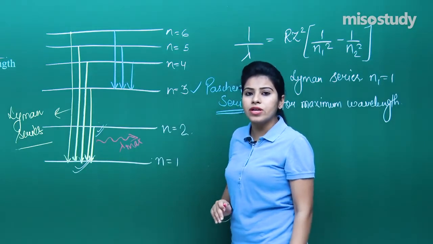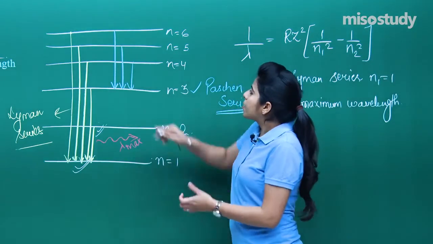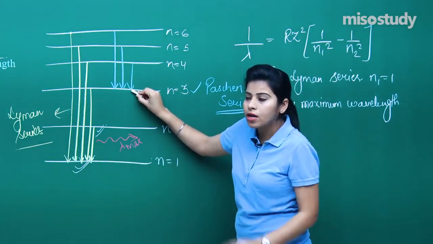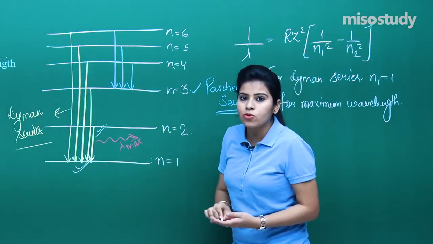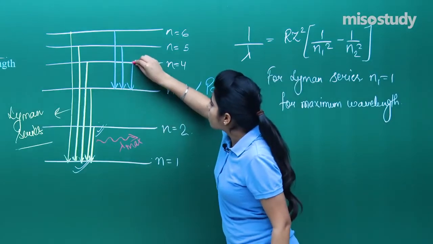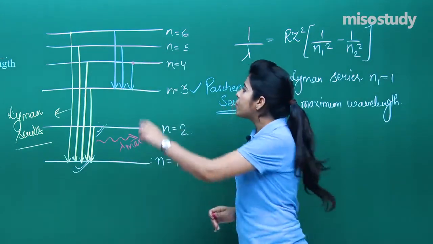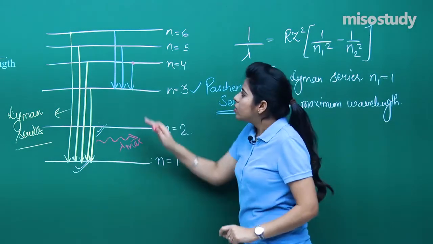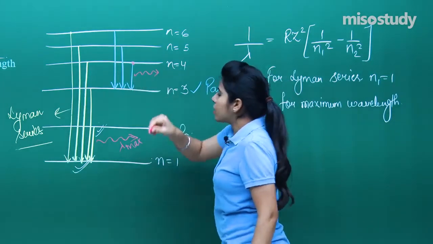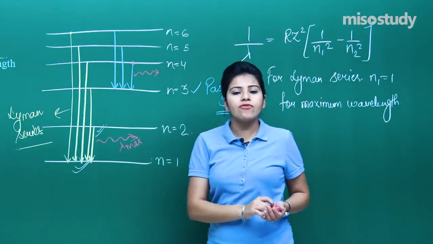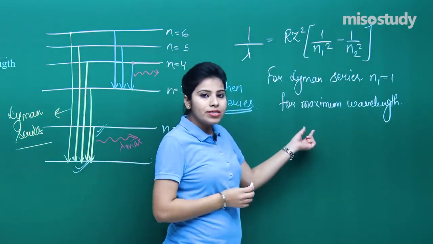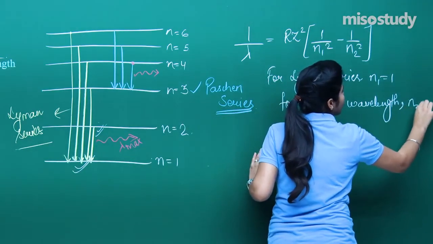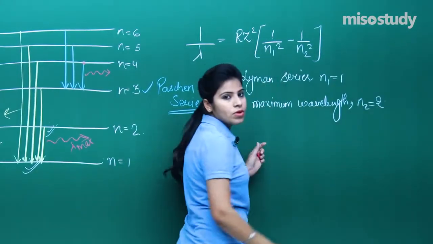Similarly, we will be doing for the case of Paschen series, because in the Paschen series we are having n1 equals 3. So the maximum wavelength will be that case when the electron will be jumping from n equals 4 to n equals 3, isn't it? So here will be the maximum wavelength. Let us just take first of all the case of Lyman series. So in that case, for maximum wavelength, n2 equals 2, right?